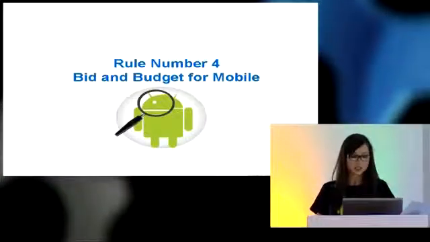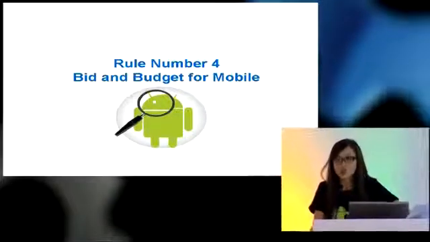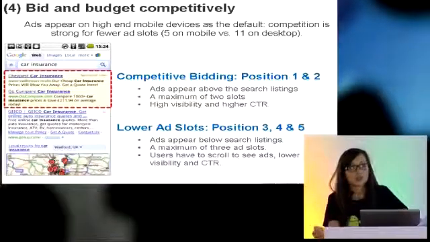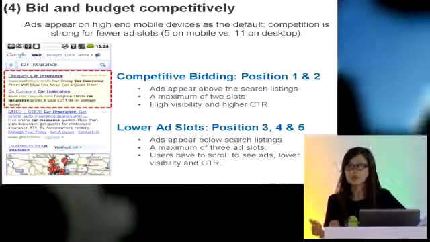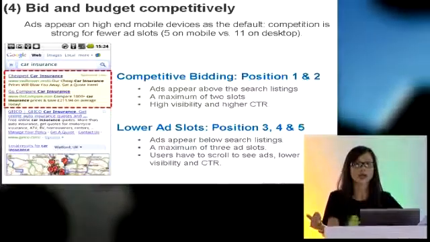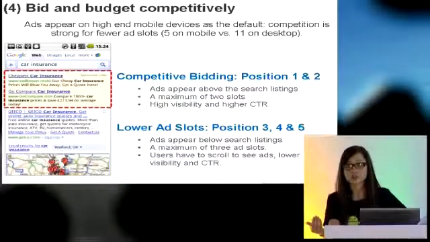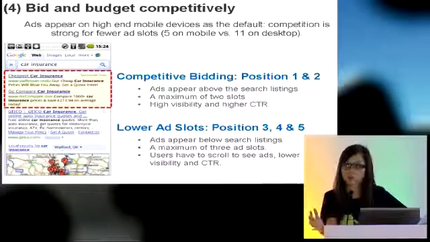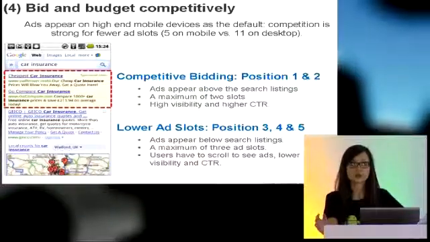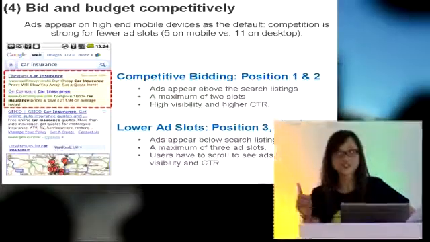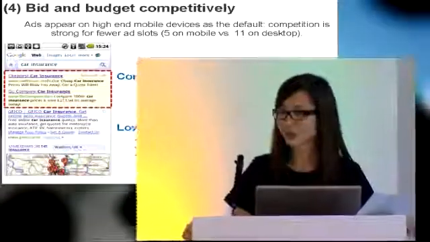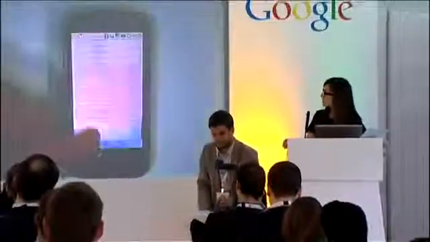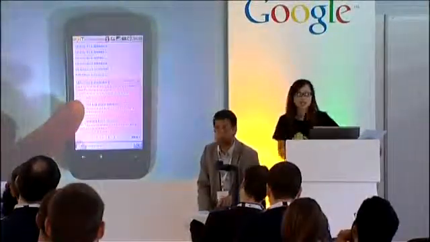Bidding and budgeting, number 4. So we recommend when you're starting off with a new mobile campaign to initially bid quite competitively to be able to get those first 2 spots. There are a total of 5 ad spots on mobile as opposed to the 11 on desktop, which Luke is now going to demonstrate. There's the 2 at the top, and if he scrolls down, there we go. There's the 3 at the bottom.